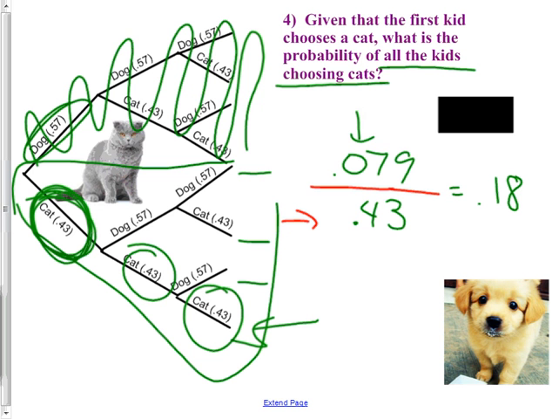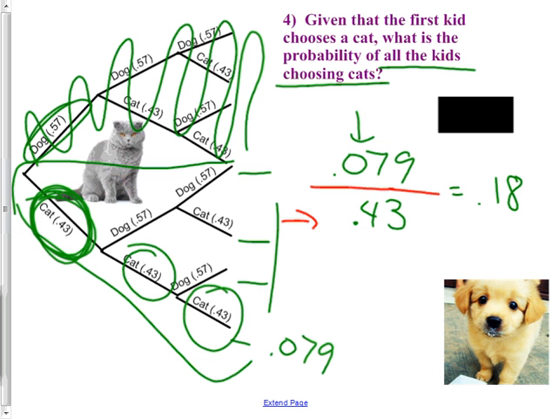Like, given that the first kid chooses the cats, and then I crossed out the other stuff. Okay, that's good. Why would that change the other kids? So you're thinking that this answer should have just been 0.079. Is that what you're saying? Yeah. Okay. You felt like the answer should just be 0.079. Here's the thing. If we know ahead of time that the first person chooses a cat, don't you think it's more likely then to happen?